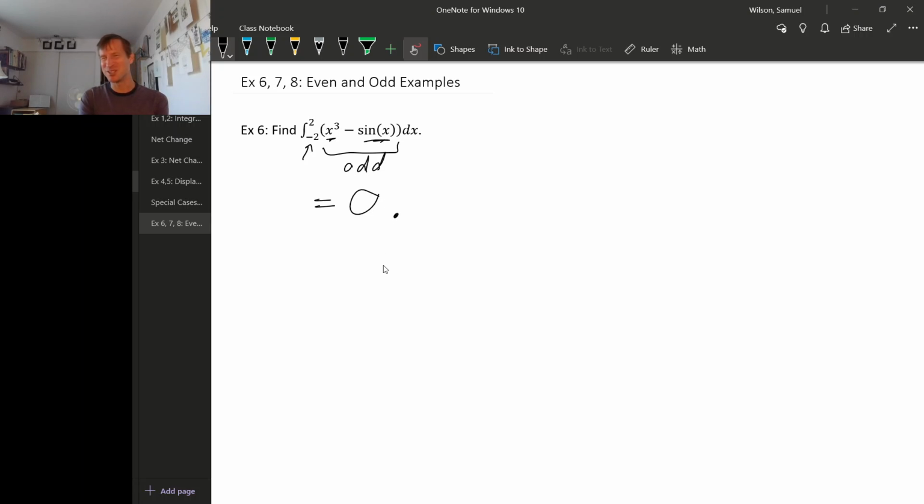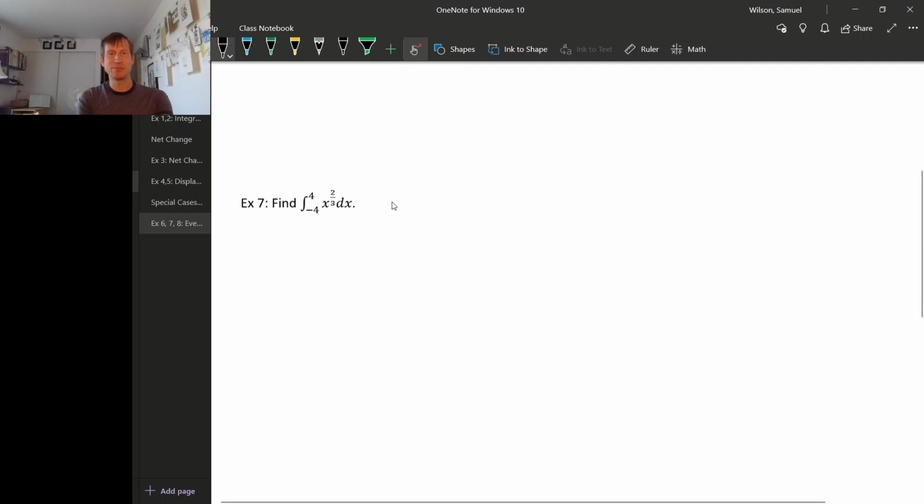There's not really any work to do. So that's a pretty nice shortcut. If we did evaluate this integral the old-fashioned way, using the fundamental theorem of calculus, we would get 0 as our final answer, but it would take a lot more work. So you can see that if you're in the situation to use this shortcut, it can save a lot of work.